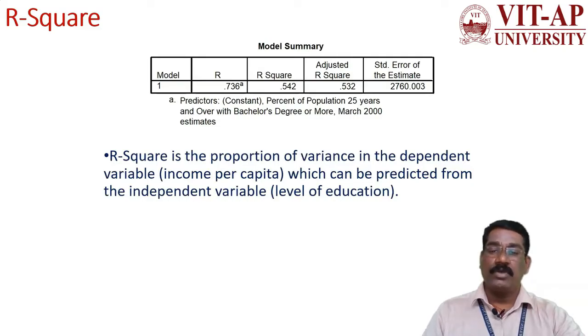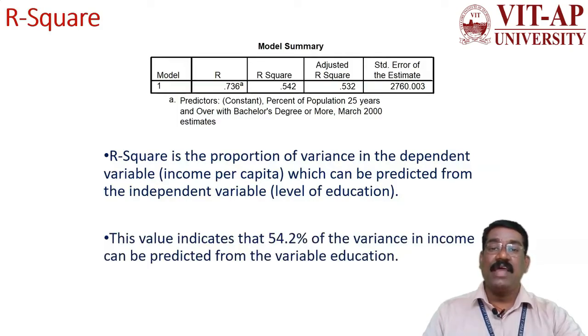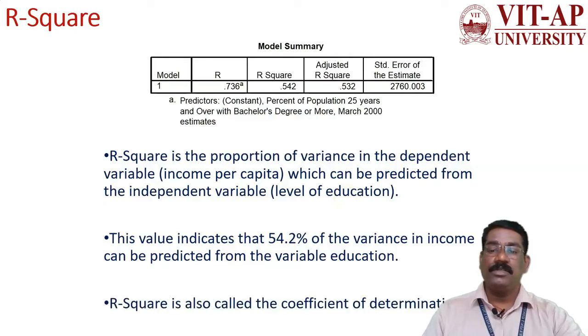R square is the proportion of variance in the dependent variable, in this case income per capita, which can be predicted from the independent variable, level of education. The value indicates that 54.2% of the variance in income can be predicted from the variable education. So this is with simple linear regression. R square is also called the coefficient of determination. This R square value is very important in writing inferences using multiple regression analysis.